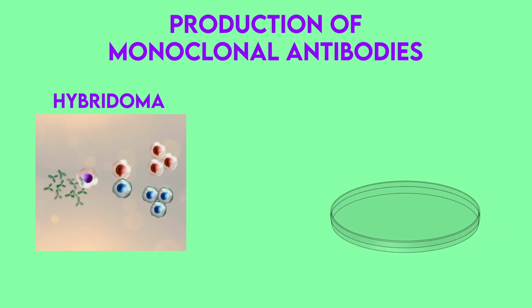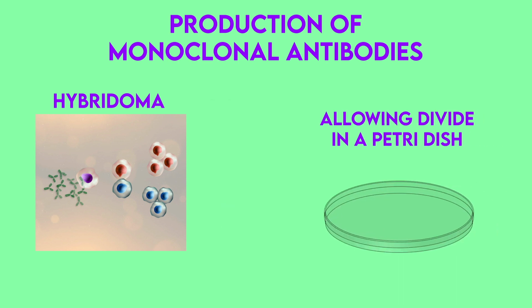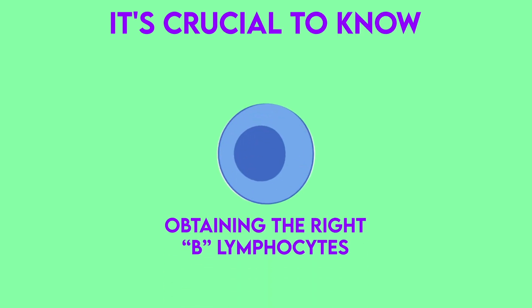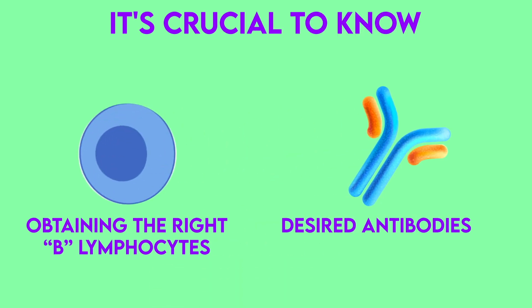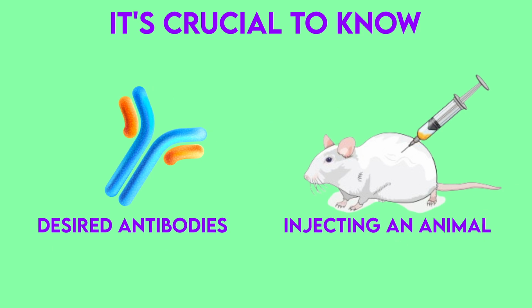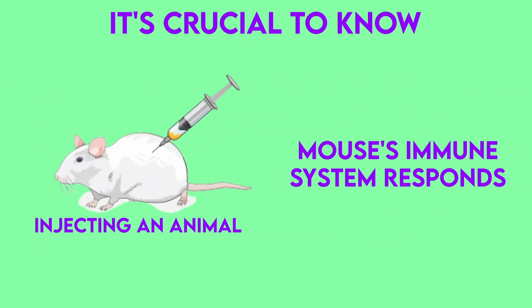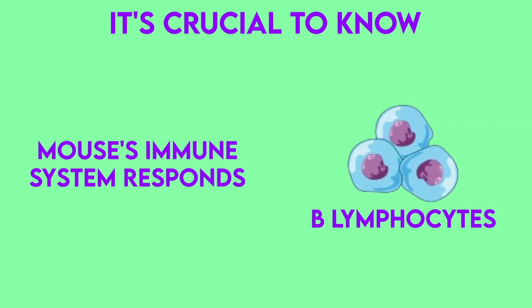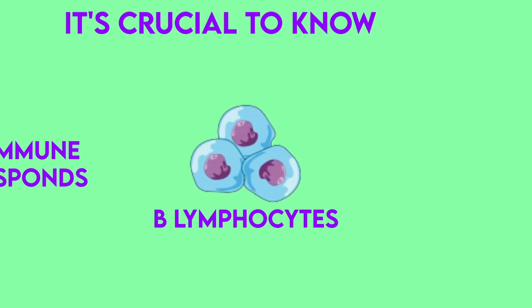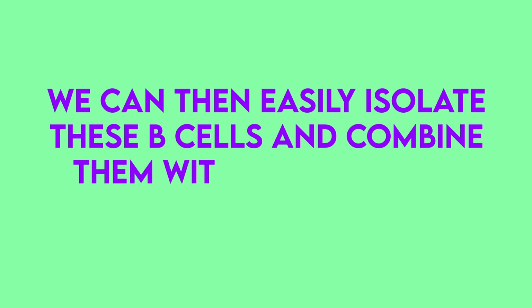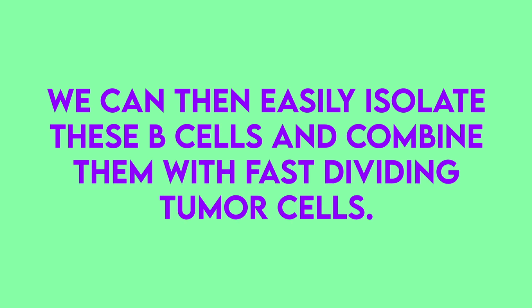Allowing these hybridoma cells to divide in a petri dish yields an array of cells producing identical antibodies, which we can then gather and purify. It's crucial to know that obtaining the right B lymphocytes that produce the desired antibodies involves injecting an animal, such as a mouse, with the target antigen. The mouse's immune system responds by producing B lymphocytes, which are specific to that antigen. We can then easily isolate these B cells and combine them with fast dividing tumor cells.